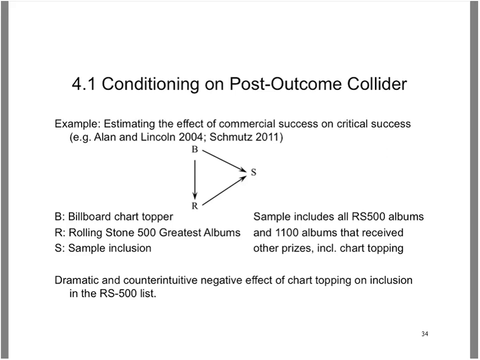They sampled from the population of all albums by the following rule. If you've been included in the Rolling Stone 500, you're included in the sample. And if you've topped the Billboard chart, then you're included in the sample. So the sample now includes all 500 Rolling Stone albums, plus 1,100 albums that have received other prizes.